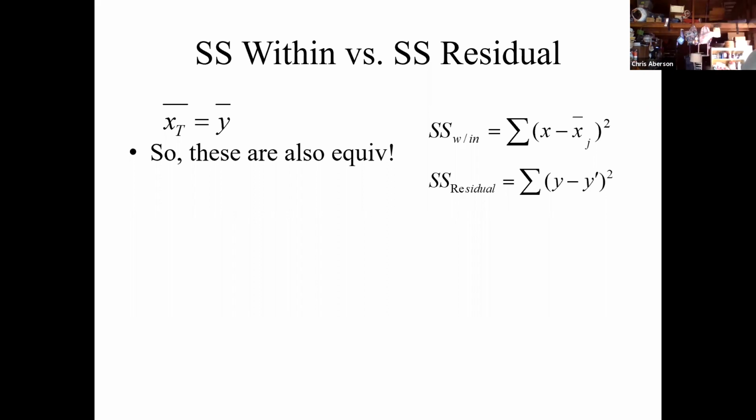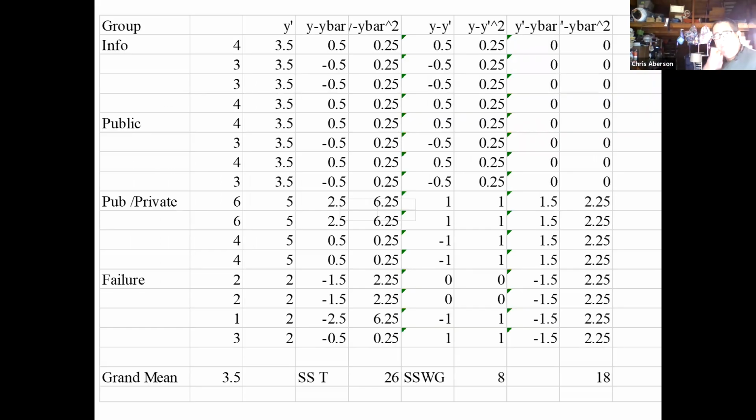These are totally equivalent, so much so that I could actually calculate these as a regression. I've simply called Y prime, I'm simply assigning as Y prime the mean of each of the groups. You can see 3.5, 3.5, 3.5. That's why we have that shortcut where we can just multiply by the n.